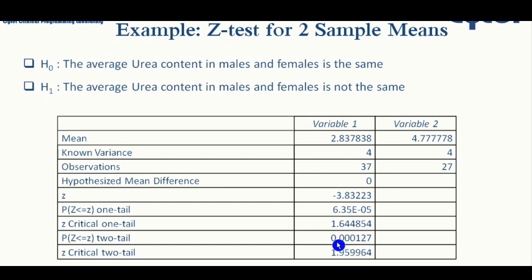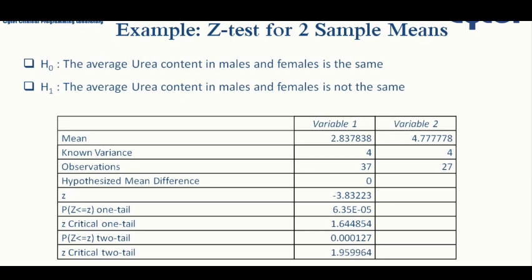Now, what is the p value? The p value is 0.000127. Is it less than 0.05? Yes, this value is less than 0.05. So according to our rule, we will reject the null hypothesis. So what will we conclude? We will conclude that the average urea content in males and females is not the same.